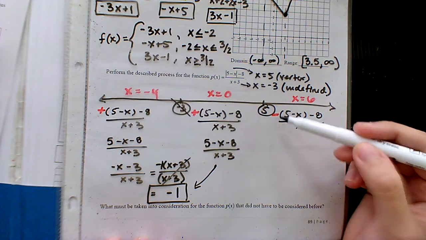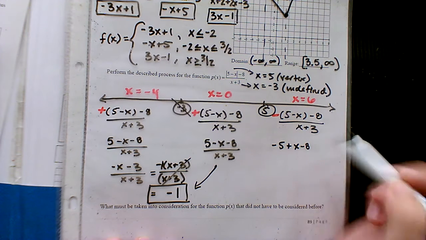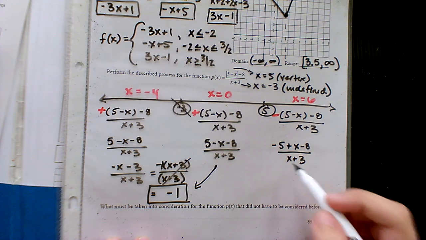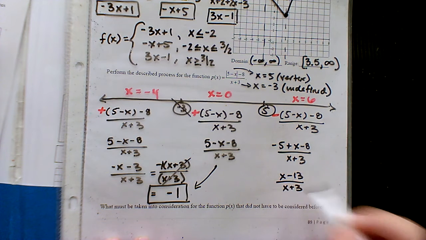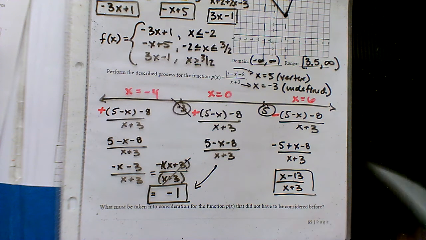All right, the third one is going to be a little different because notice how we're distributing in a negative. So the signs would change. And combining like terms, we'll get x minus 13 over x plus 3. Now we have to leave it like that because again we're adding and subtracting within the fraction. We can't just choose what goes away.